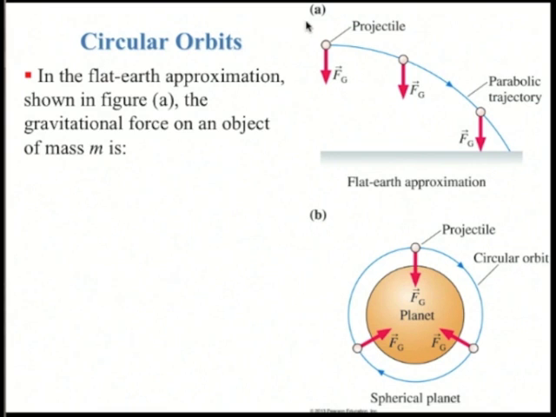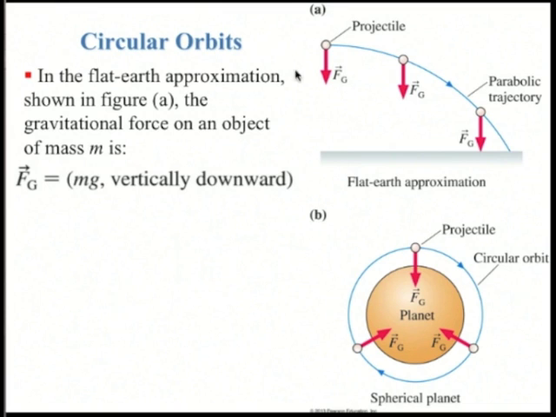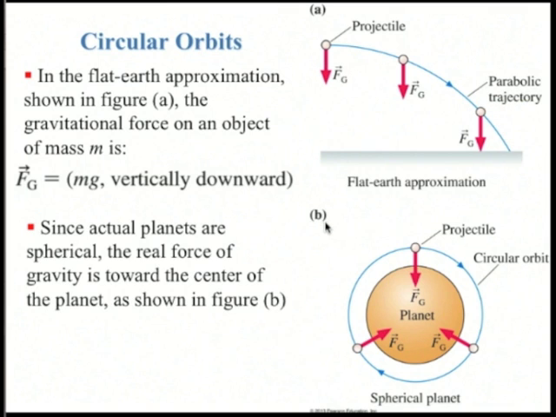So figure A shows this flat Earth approximation, which up until now we've been using. The force of gravity on an object of mass m is m times g vertically downward, and as the object moves, the direction of that force does not change, so we have a parabolic trajectory. In reality, with very, very fast moving objects on spherical planets, the real force of gravity is towards the center of the planet. Okay, this is not a constant direction force, but it's more like a centripetal force that's constantly towards the center.